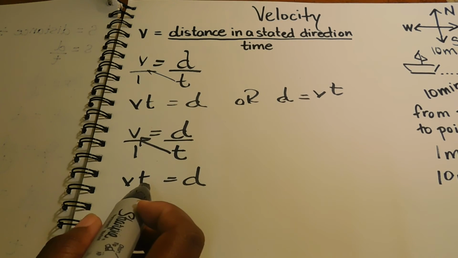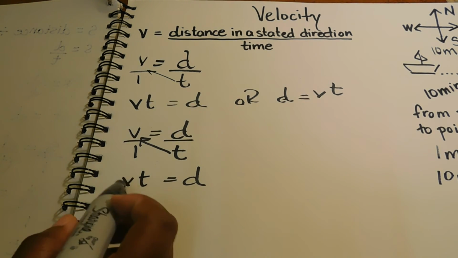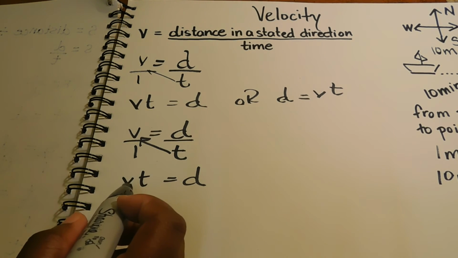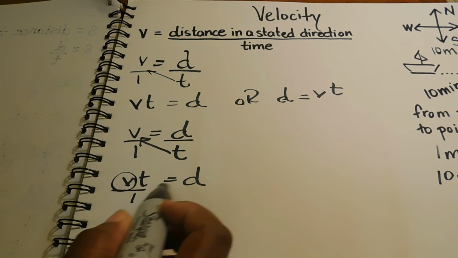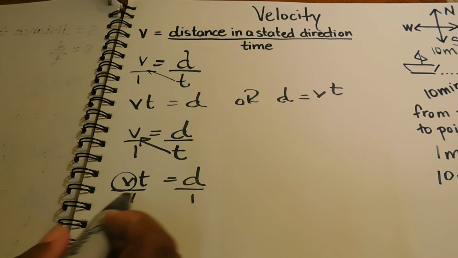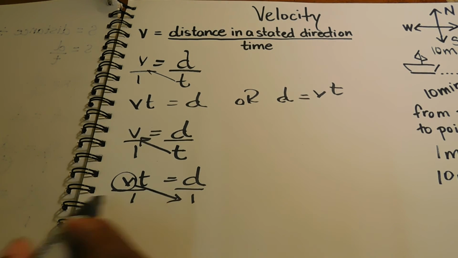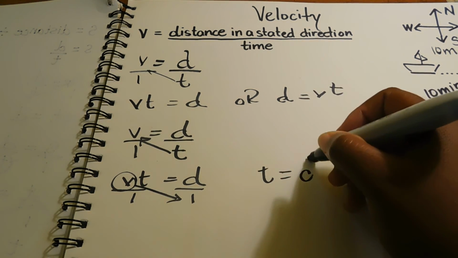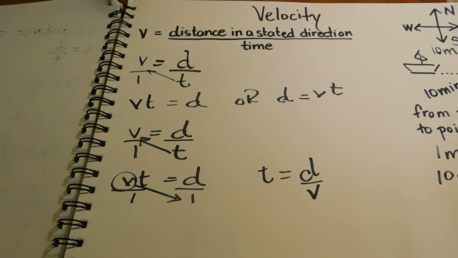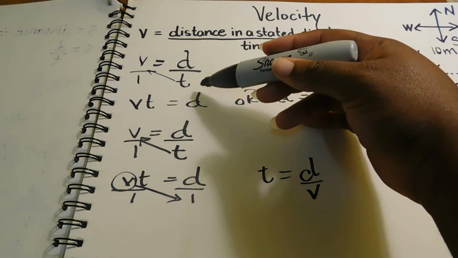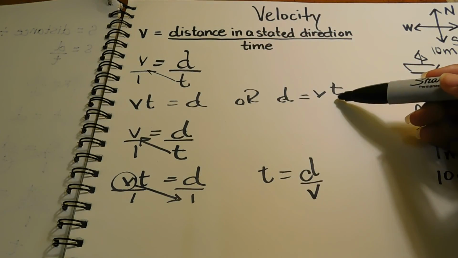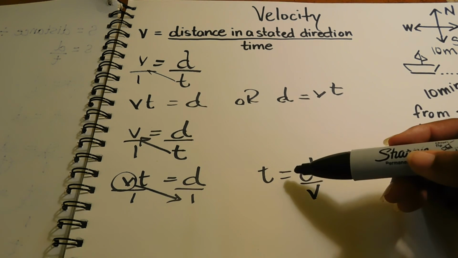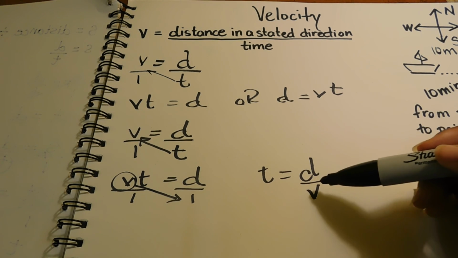However, t has a friend that doesn't need to be there, which is v. So put all of this over 1 and you will move v diagonally down, which would give you t equals d over v. Pretty cool. So v is equal to d over t, d is equal to v times t, and t is equal to d over v.